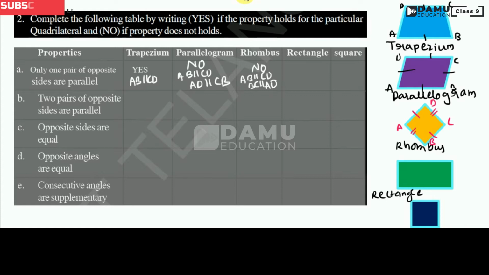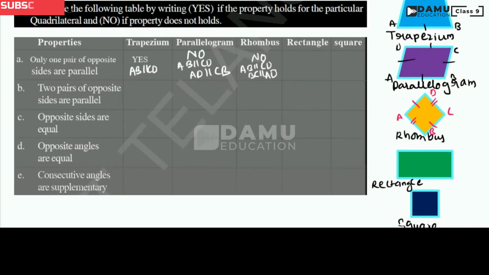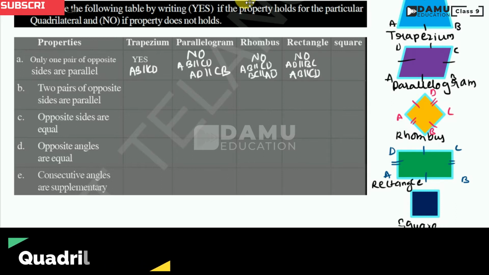So in a rectangle also the same condition. Let's take ABCD here, rectangle. So here two pairs of sides will be parallel to each other. For this also no. Why? Because AD is parallel to BC, and AB is parallel to CD. For a square also the same condition, no. So what is the square?